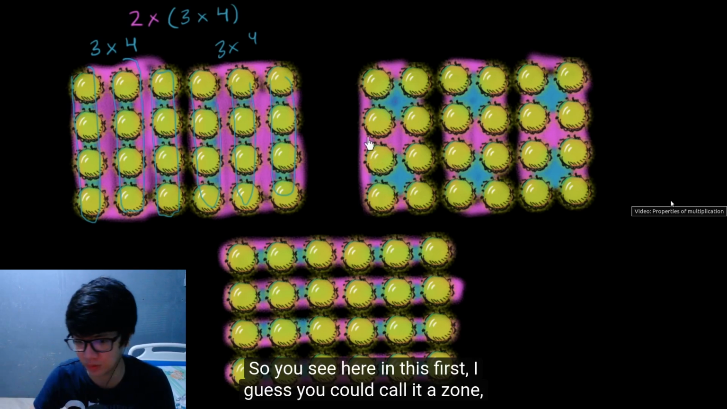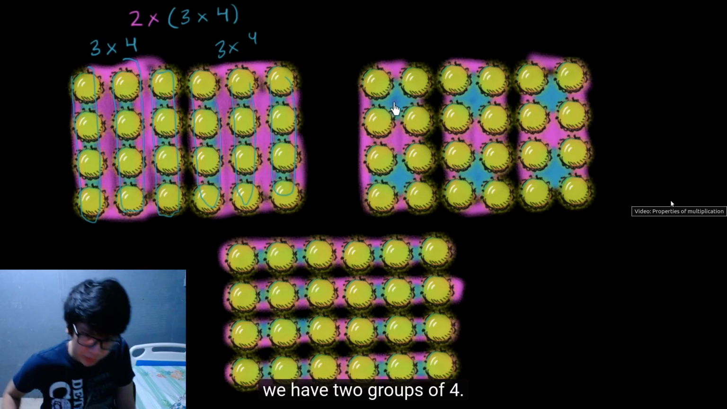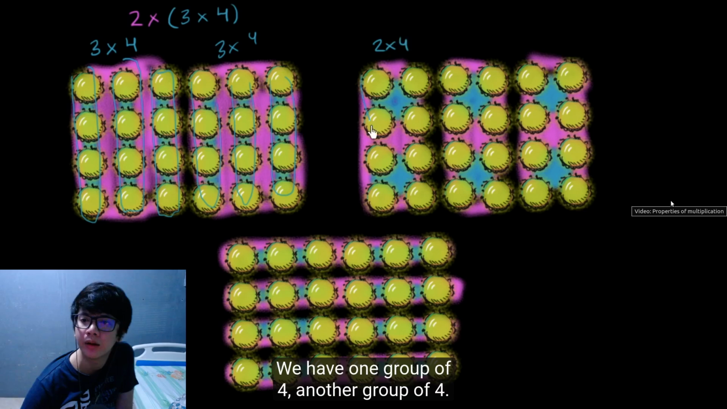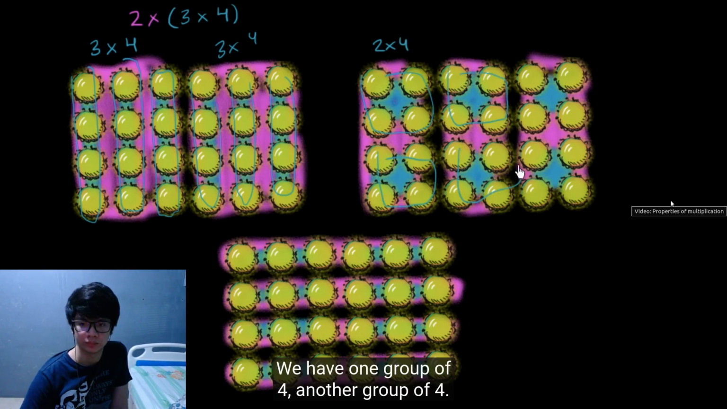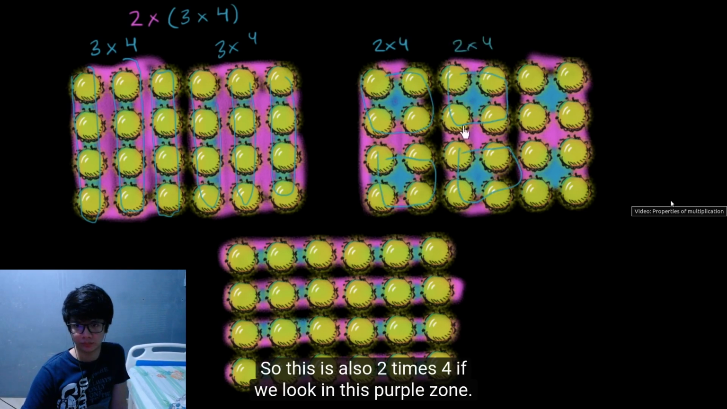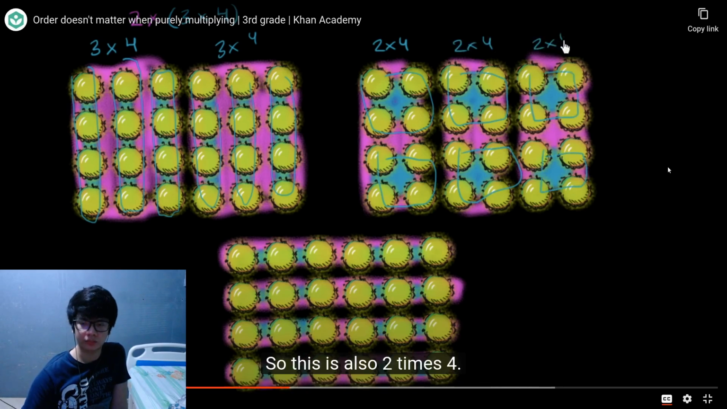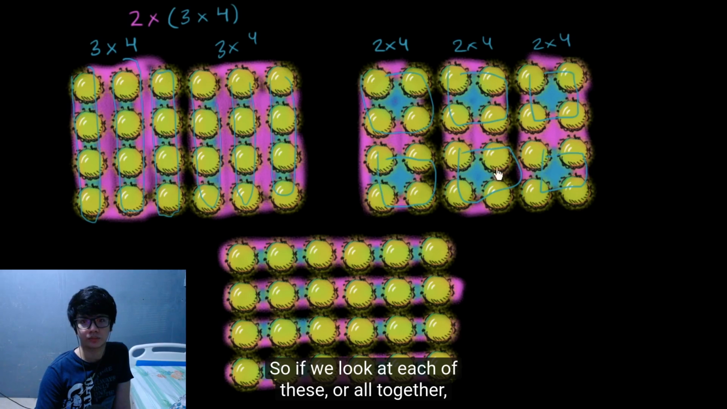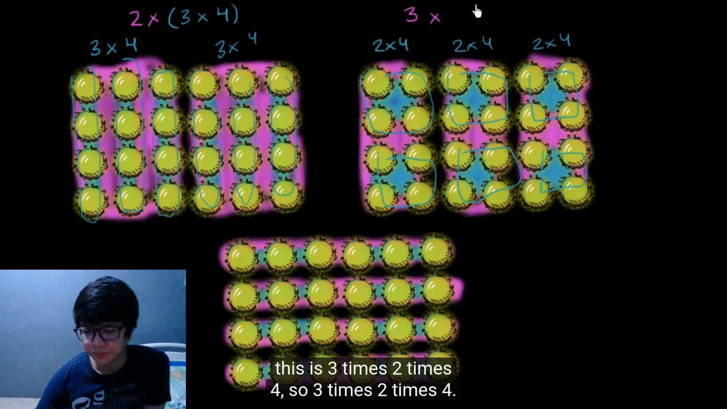So you see here in this first, I guess you could call it a zone, we have 2 groups of 4. So this is 2 times 4 right over here. We have 1 group of 4, another group of 4. That's 2 times 4. We have 1 group of 4, another group of 4. So this is also 2 times 4 if we look in this purple zone. 1 group of 4, another group of 4. So this is also 2 times 4. So we have 3 2 times 4s. So if we look at each of these, or all together, this is 3 times 2 times 4.